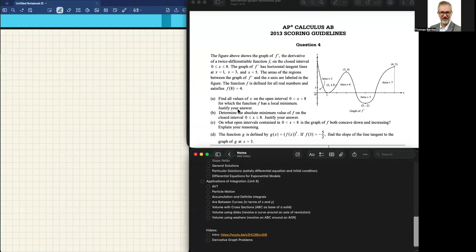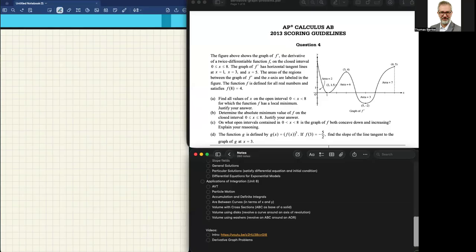Okay, so let's go through the points. And the reason why I'm calling this model function or model problem is because these types of questions are always structured in a very similar way. They're always asking very similar things about the information that you can gather from what's given with this model. Okay, so find all values of x on the open interval for which the function f has a local minimum. A local minimum.